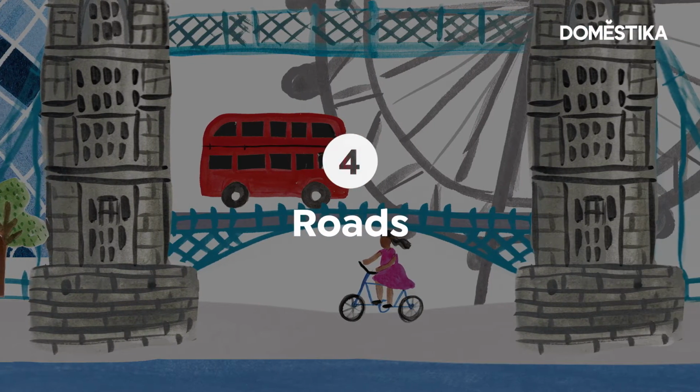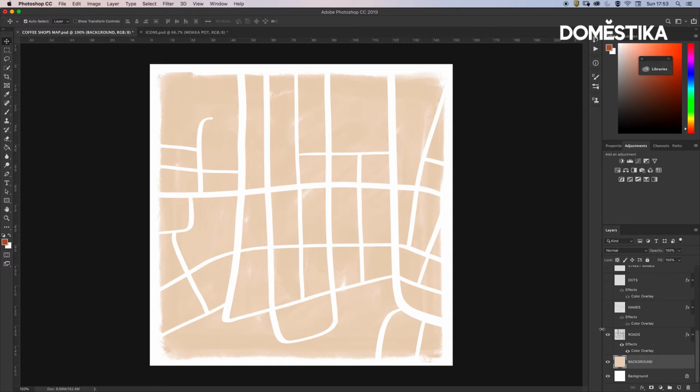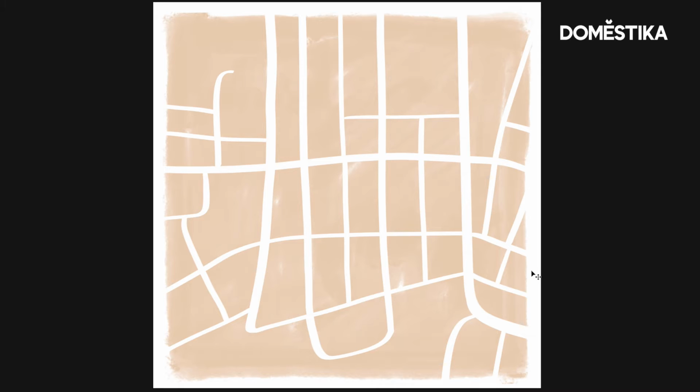The next thing that I would add is the roads and the streets. So you can look on Google Maps as a reference for this, and I've done these in a white colour just to blend in with this frame, but you can do these whatever colour scheme you want.